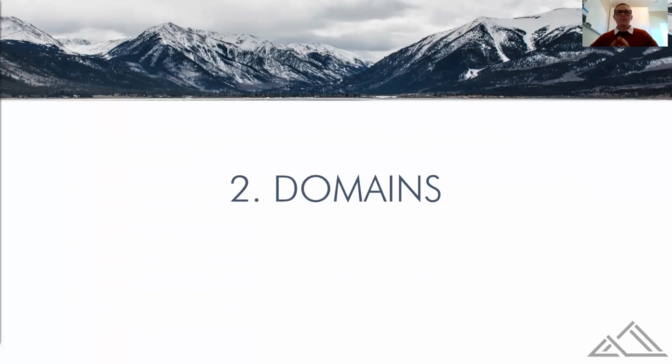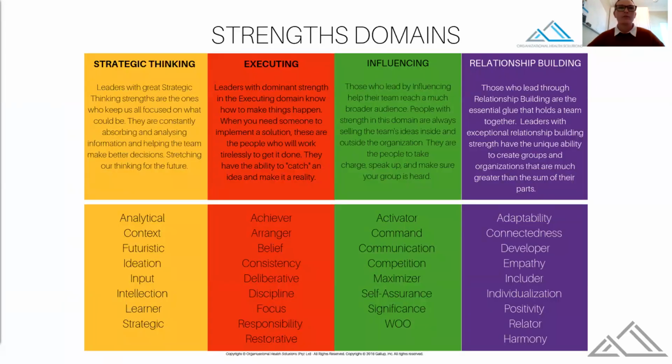Obviously, there are 34 talents, not obviously for those in the room. There are 34 talents that fit into 4 domains. And those 34 talents are categorized, so you'll see at the bottom of the quadrant a list of all these names of talents or strengths, and they fit into each of these domains.